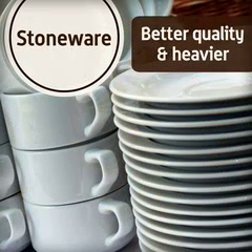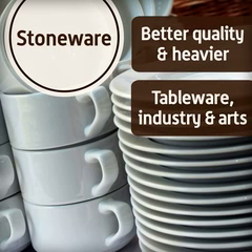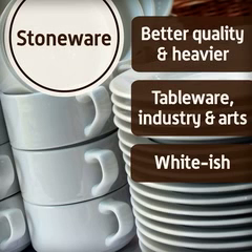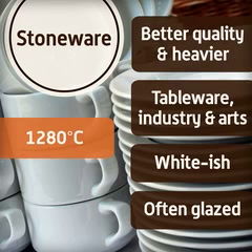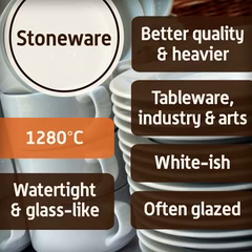It's used to make house bricks, sewage pipes, plant pots, and some tableware. Stoneware clays are better quality and heavier clays than earthenware and are often used for tableware as well as in industry and the arts. Stoneware is whitish in colour and is often glazed to improve its appearance. Stoneware is fired at a higher temperature of 1280 degrees Celsius, and once fired, it is watertight and has a glass-like appearance.